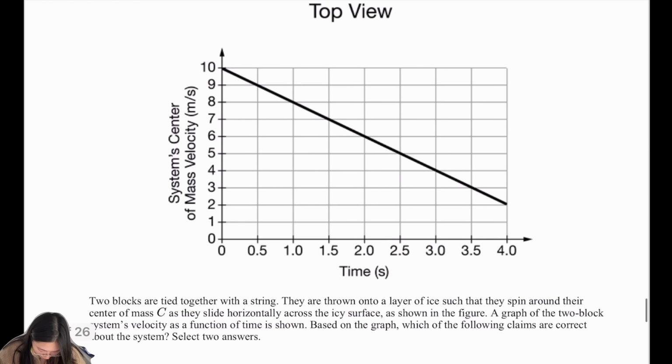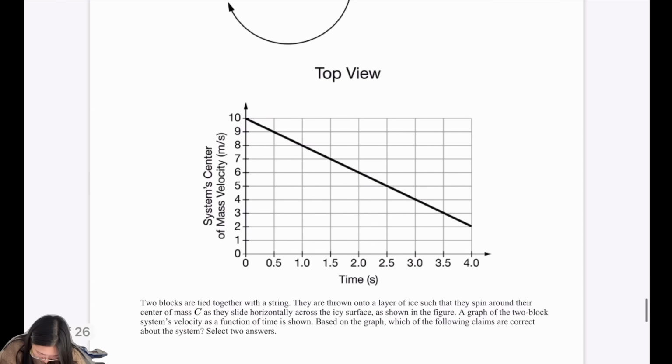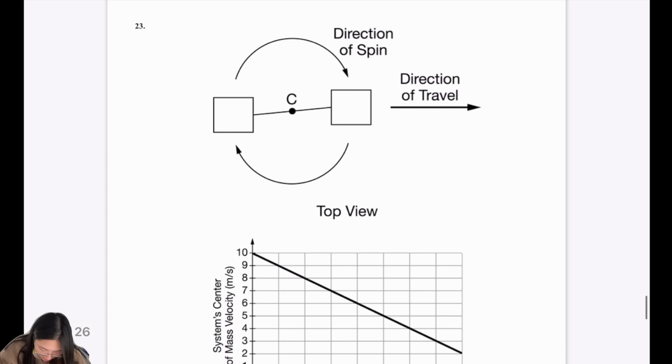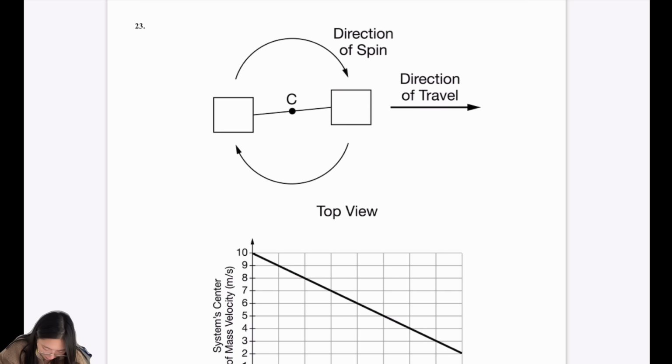The next, two blocks are tied together with a string. They are thrown onto a layer of ice such that they spin around their center of mass C as they slide horizontally across the icy surface. A graph of the two block system's velocity as a function of time is shown. Based on the graph, which of the following claims are correct about the system? So when it's a system, it's taking these two objects as one single system. So what really matters here is the center of the mass.